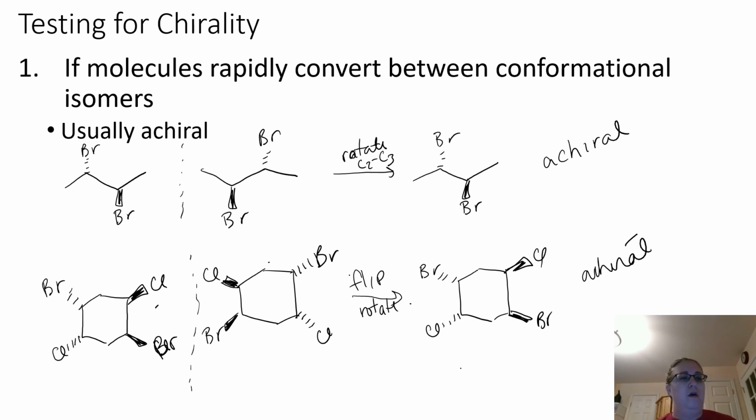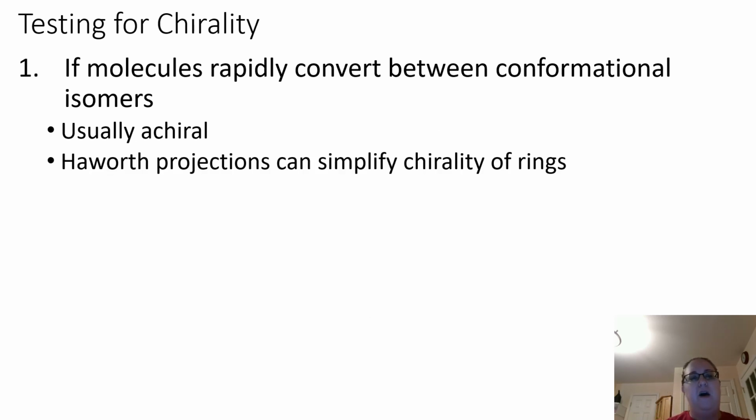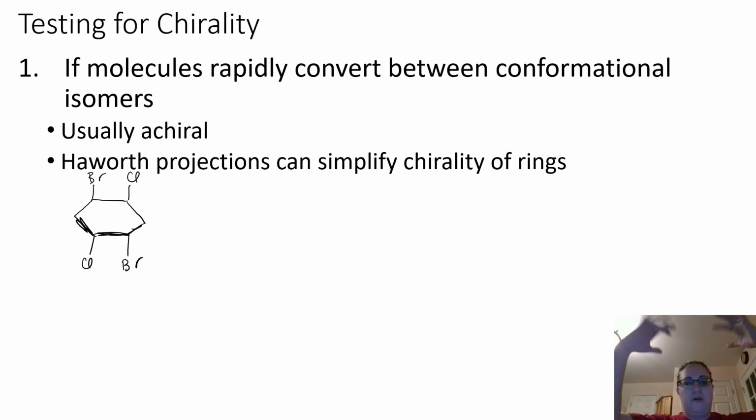So one of the things that can help us with rings is going back to those Haworth projections. So remember the Haworth projection put the ring in a flat nature, and then it showed us the two faces that we have on our ring. Sometimes these projections can make it a little bit easier to denote whether or not something is going to be chiral or achiral. So if we go back to the structure that we just looked at, but put it into the context of the Haworth projection, this is what it would look like. I had a chlorine and a bromine on the top face. I had a chlorine and a bromine on the bottom face.